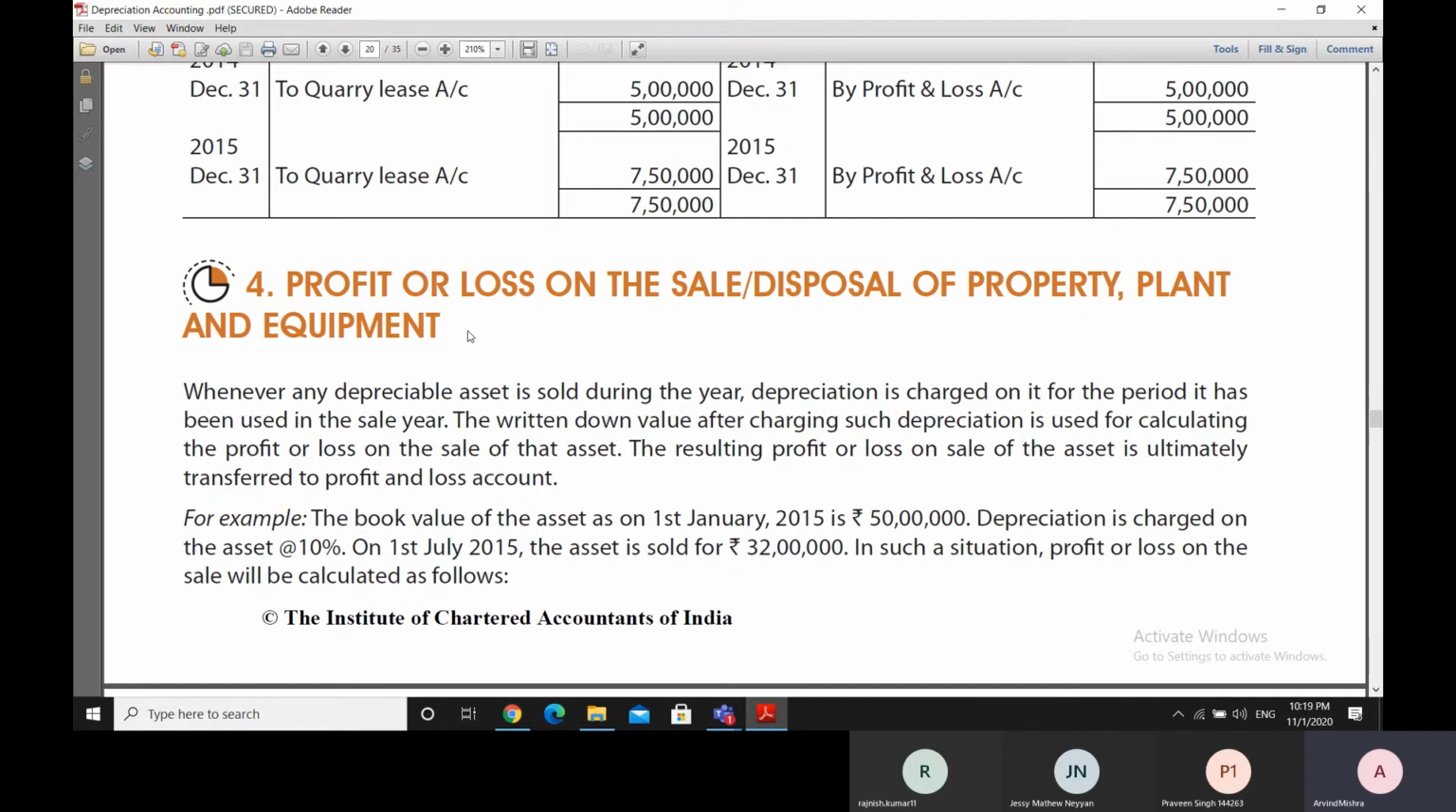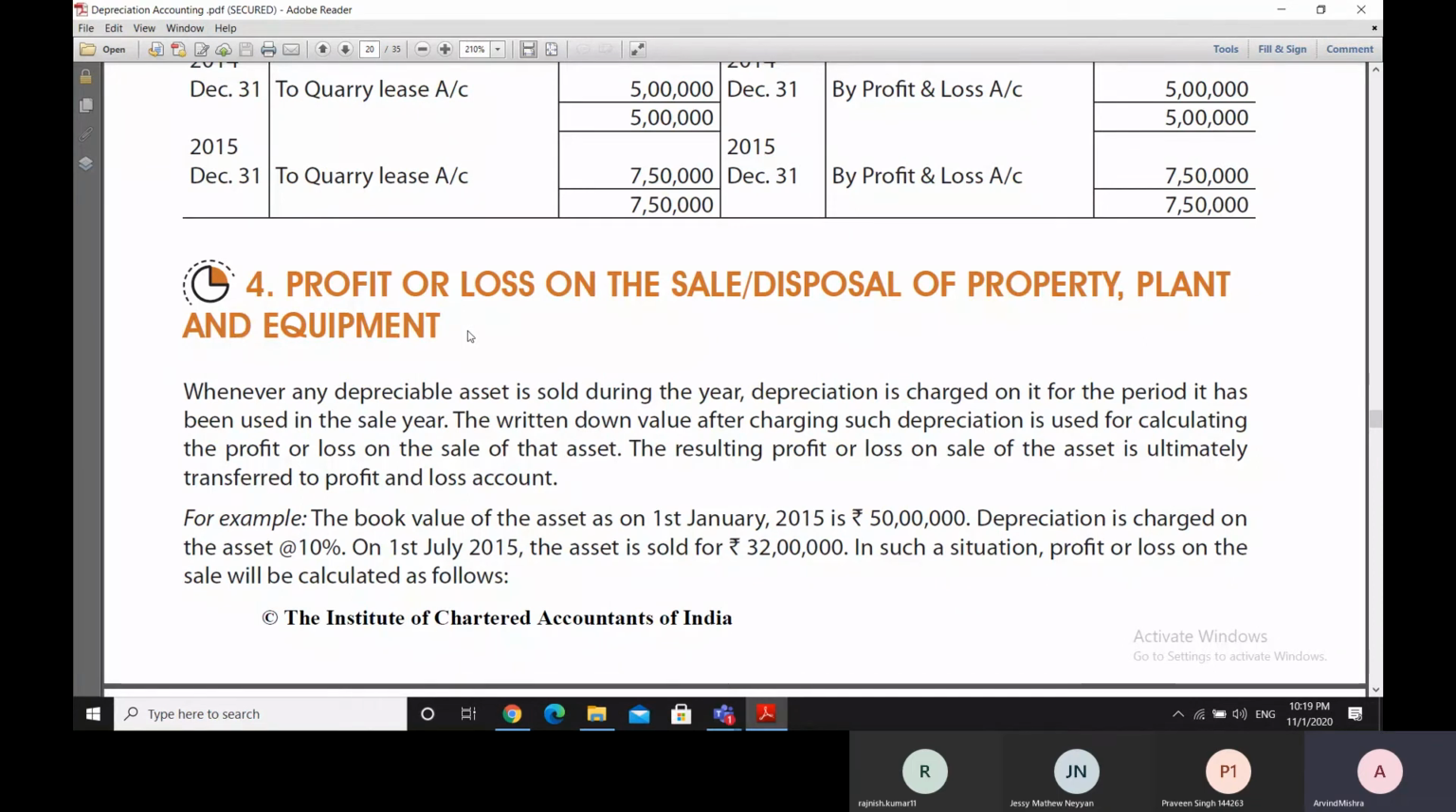So in that case, depreciation will be charged on it for the period it was used in that sale year. So a proportionate amount of depreciation will be charged. The written down value after charging that depreciation is used for calculating the profit or loss on the sale of that asset. We are calculating the written down value after allowing the depreciation for that year. And once we get that written down value, we use that to calculate the profit made or loss made on the sale of that asset. Whatever resulting profit or loss is made on the sale of the asset is ultimately going to be transferred to the profit and loss account.